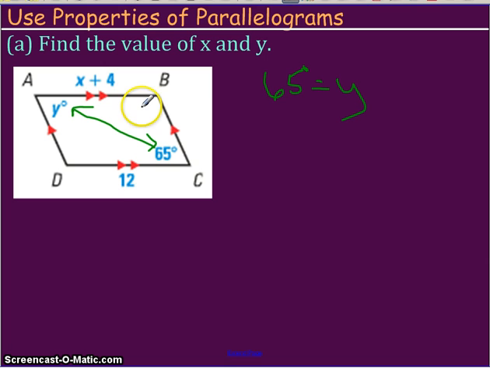And then we need to set up that the opposite sides are going to be congruent. So we got x plus 4 equals 12, making a real nice, easy problem to solve for x. We got to subtract the 4 from both sides, which will cancel out, and x will equal 8. And bada boom, bada bang, we're done with that.